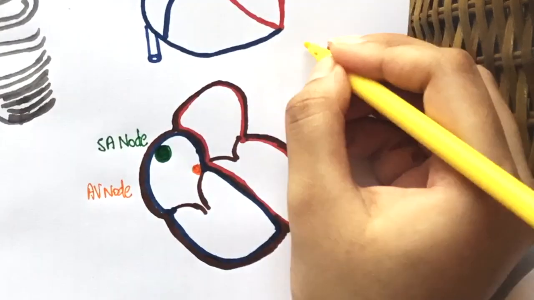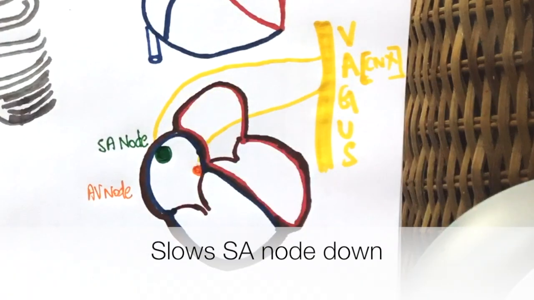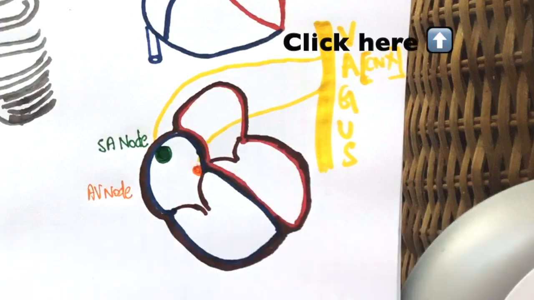The vagus nerve, like most other cranial nerves, is parasympathetic. It acts on the SA node and slows it down. It also delays the conduction at the AV node. Watch my video on conduction and heart blocks to understand this better.